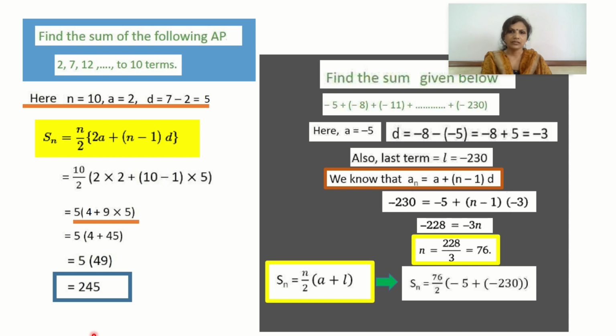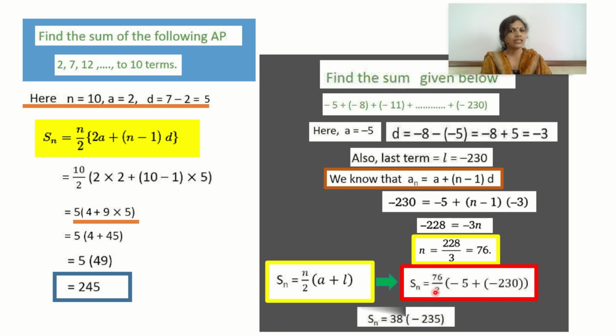Cancel this 2 and 76, you get Sn is equal to 38 in the bracket minus 235, and if you solve it, your answer is minus 8930. So the sum of terms given in this AP is minus 8930. Alright, so both the sums are related with finding the sum of the terms in an AP, but the way of putting up the sum is different. So keep this in mind.